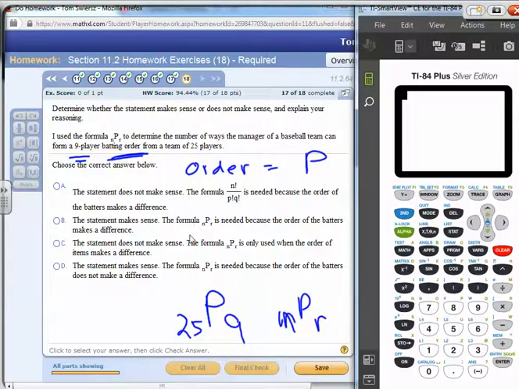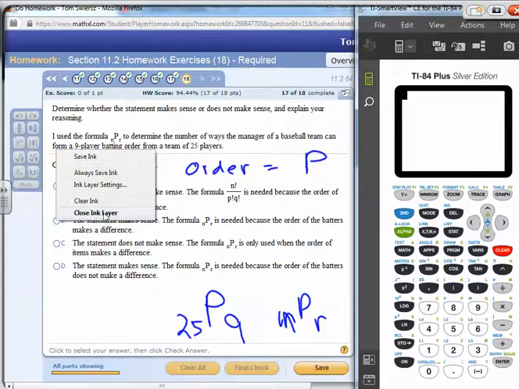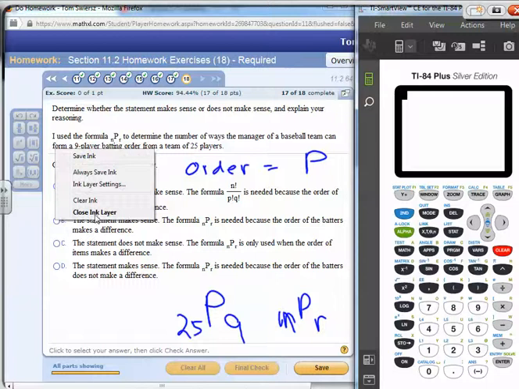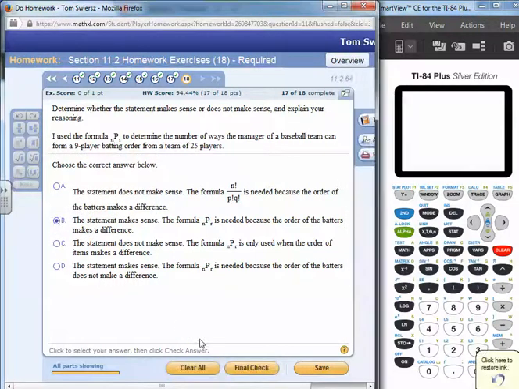So the statement does not make sense, because the statement does make sense, can't be A. Go down to B. The statement does make sense. The formula nPr is needed because the order of batters makes a difference. That's definitely correct. Okay, and then the other one is the statement does not make sense. It does make sense, so that's wrong. And then finally, D, the statement makes sense. nPr is needed because the order of batters does not make a difference. It does make a difference. So obviously, the only correct answer is choice B. All right, and that is the correct answer.